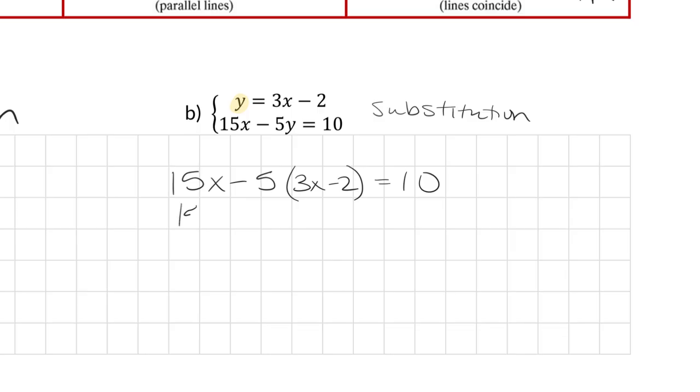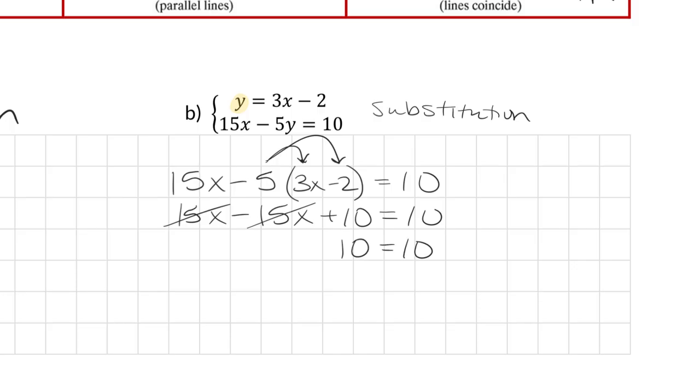This becomes 15x minus 15x plus 10 equal to 10. How did I get that? I did a little distribution. Whoa, 15x minus 15x, those are going to cancel out. And I'm left with an equation that says 10 equal to 10, which is a true mathematical statement. Since the variable canceled out, I'm going to be able to say that this has infinitely many solutions, or all real numbers as its solution, since 10 is equal to 10.